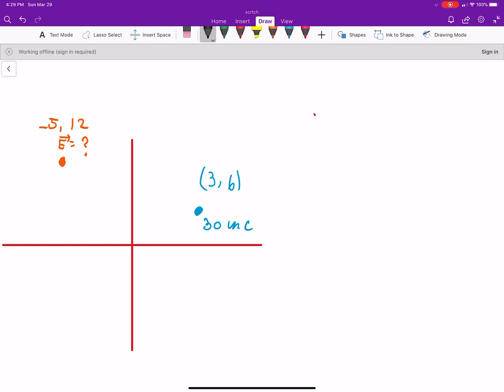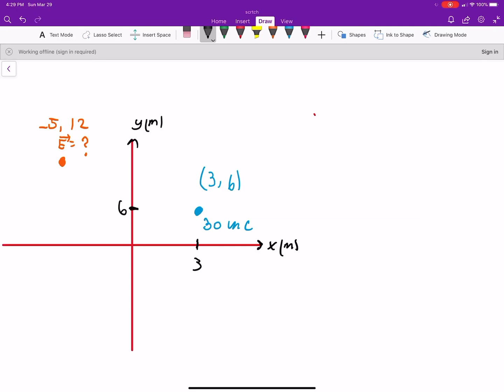Okay, so we're going to have another Physics 2 problem here working with the E field. So with this, we have a point charge at 3, 6, where this is our Y, this is our X, and we'll let them both be in units of meters. If they're not, you would just convert them. So we have a point charge that has 30 microcoulombs at the point 3, 6.